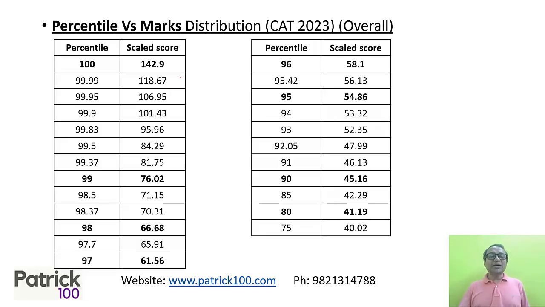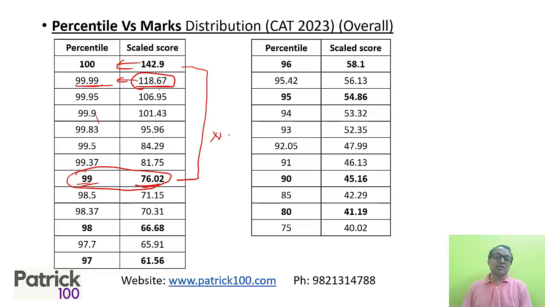Now if you want to look at percentiles, for example overall, if you look at CAT 23, a 99.99 percentile is 118.67 marks, 100 percentile is 142.9, and so on. So you look at different percentiles. For example, 99 percentile, a person with 76.02 scored 99 percentile. Now if you look at the difference between 99 percentile and 100 percentile, it is little less than double, but still almost double.